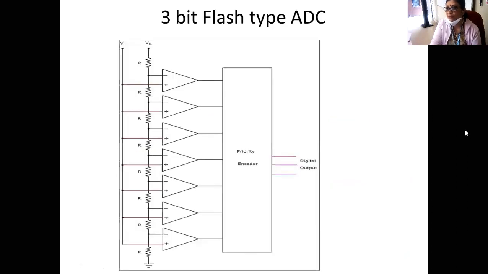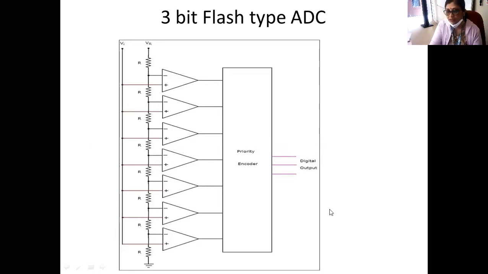Yes, ma'am. Okay. Now if you want to draw a 3-bit analog to digital converter, what will you have to do? Look, I will show you the diagram here. This is the 3-bit flash type of ADC. So in this type of ADC, how many resistors will you require? 8 resistors. And all these 8 resistors are forming a voltage divider circuit.